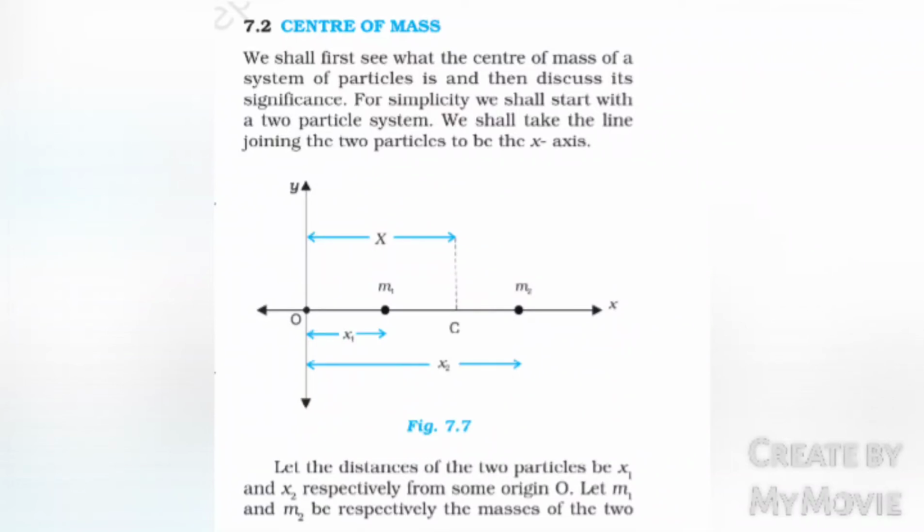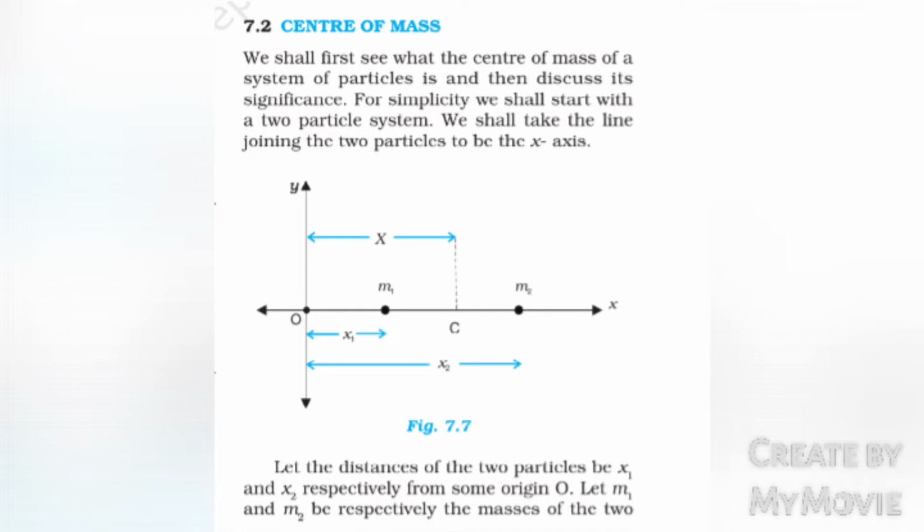Center of mass. We shall first see what the center of mass of a system of particles is and then discuss its significance. For simplicity, we shall start with a two-particle system. We shall take the line joining the two particles to be the x-axis. Figure 7.7. Let the distances of the two particles be x1 and x2 respectively from some origin O.